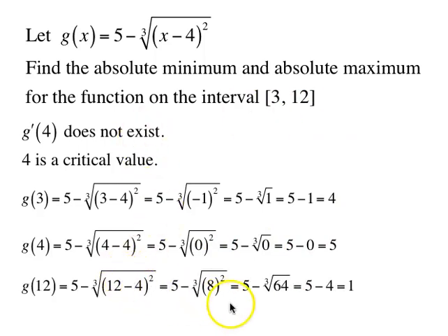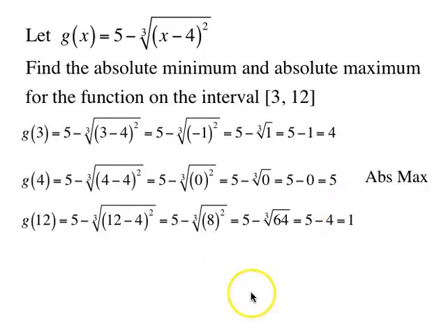And lastly, we're going to plug in our other endpoint, which is 12. 12 minus 4 is 8. 8 squared is 64. Cube root of 64 is 4. 4 times 4 times 4 is 64, so we get 5 minus 4 is 1. The highest of the high is the absolute max. The lowest of the low is the absolute min. Absolute max here of 5 occurs at x equals 4. Absolute min of 1 occurs at x equals 12.